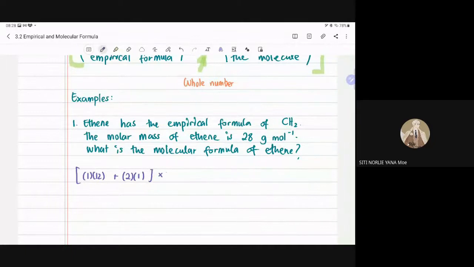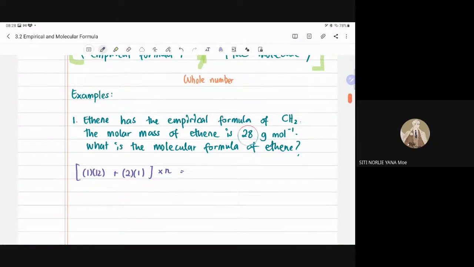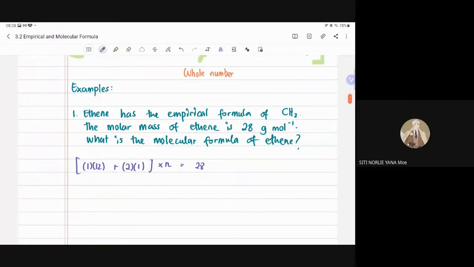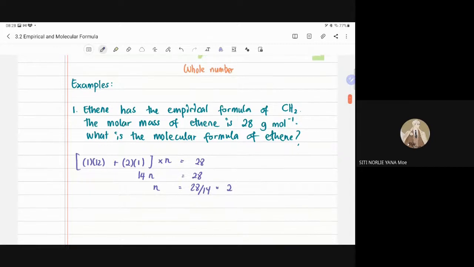Kita multiply by N, kita akan dapat molar mass of ethene adalah 28. Which means that 12 plus 2 is 14. 14 N equals to 28. And N is equals to 28 divided by 14, which is equals to 2. Okay, so kita tahu N adalah 2. Now, what can we do with this number here? Okay, kita boleh gunakan number ini untuk tengok dia punya molecular formula. We will use it to determine the molecular formula here.